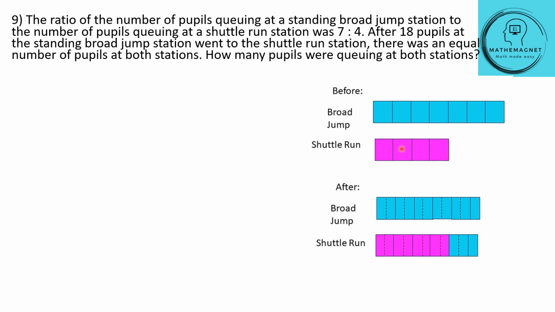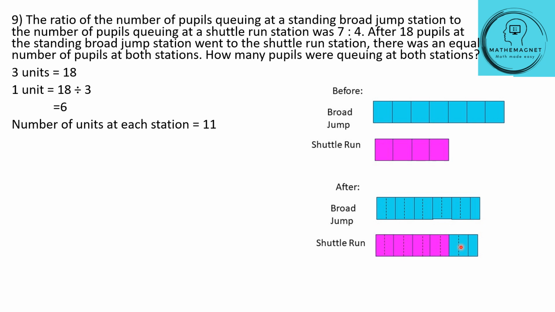So here the after model will look like this. I have split the 7 units into half and it became 14 units. From that 14 units, 3 units have moved to Shuttle Run. So now you have 11 units each, 11 units in Broad Jump and 11 units in Shuttle Run. So let's see, 3 units will be equal to 18. The 3 units that moved to Shuttle Run will be equal to 18. 1 unit will be 18 divided by 3, which is equal to 6.